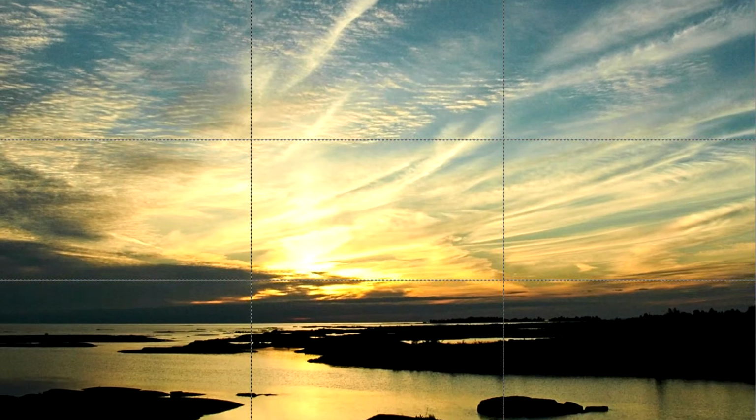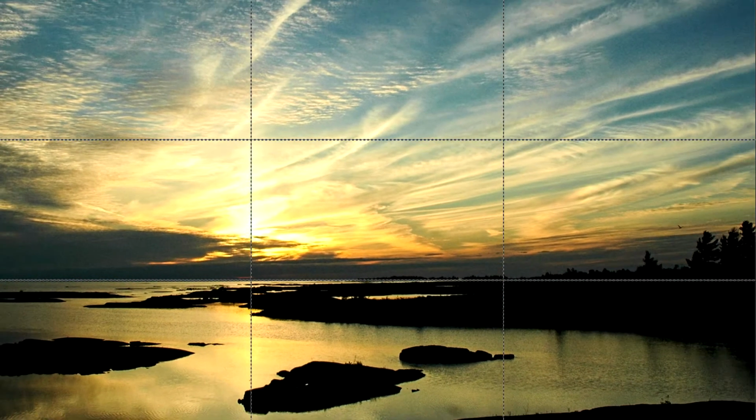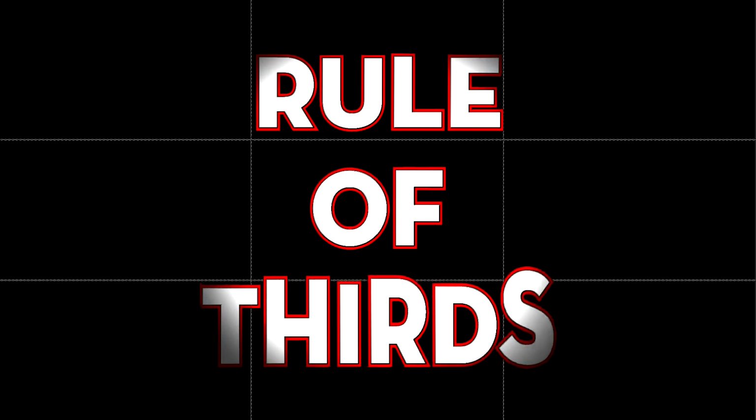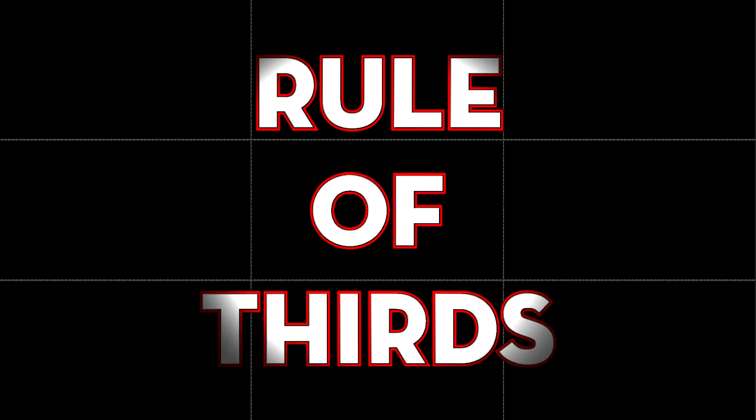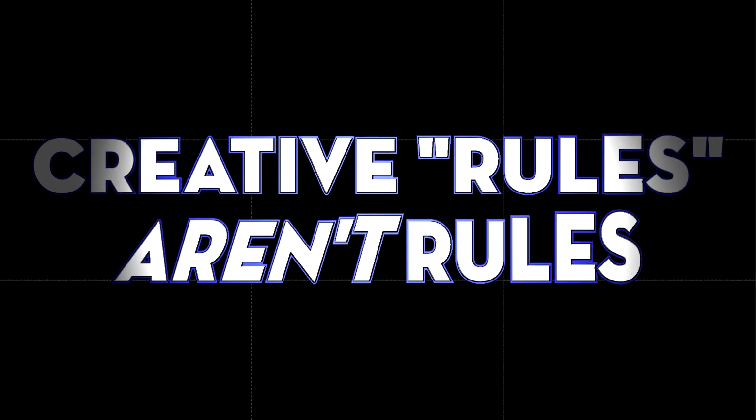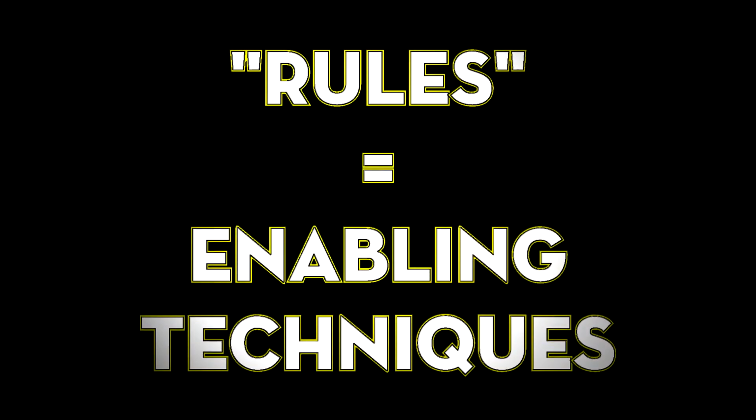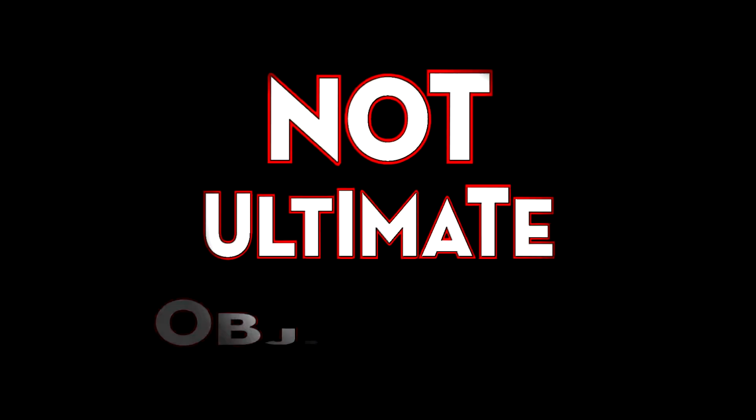Anyone starting out in photography should be familiar with the rule of thirds. Here's your frame, here's a grid, compose your shot with stuff landing on the grid, and everything will automatically look awesome all the time, right? No. The thing about the rule of thirds, or any rule for a creative practice, is that they aren't rules at all. With any creative practice, rules should be thought of as enabling techniques rather than ultimate objectives.